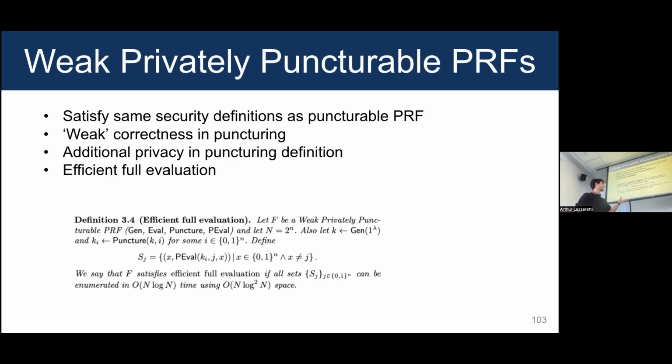The other property that we define is efficient full evaluation, where given a punctured key, the server can guess. So in the limit, the server can evaluate the full range of the PRF for every guess of a punctured index in n log n time, whereas naively it would take n squared time to guess a puncture, build the tree, and evaluate each one. If you use the property that we saw, where the keys change very little between guesses, you can actually evaluate all of them in n log n time.